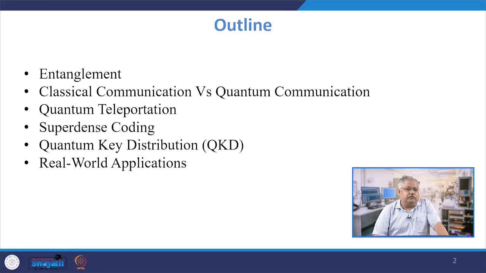So let's look at the outline of the talk of this lecture. We will look into entanglement. We will then look at the difference between classical communication and quantum communication. We look into quantum teleportation, a very brief idea. There is a huge topic which deals with quantum communication and superdense coding, and then we will look into quantum key distribution and highlight some real world applications attached to it.